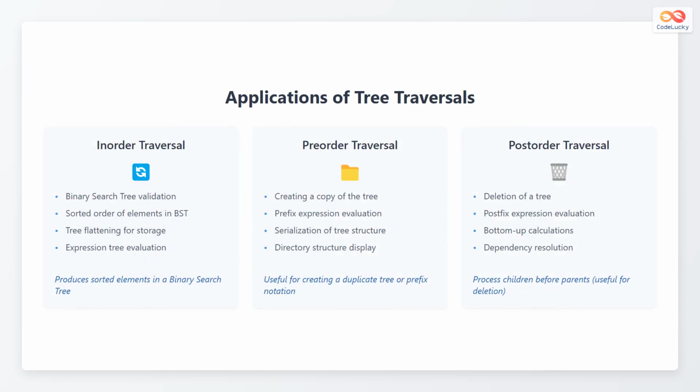Let's explore some practical applications of tree traversals. Inorder traversal is commonly used for binary search tree validation, providing a sorted order of elements in a BST, tree flattening for storage, and evaluating expressions in expression trees. Preorder traversal is useful for creating a copy of the tree, evaluating prefix expressions, serializing tree structures, and displaying directory structures. Postorder traversal is effective for deleting a tree, evaluating postfix expressions, performing bottom-up calculations, and resolving dependencies. These applications highlight the versatility and importance of tree traversals in various algorithms and data manipulations.